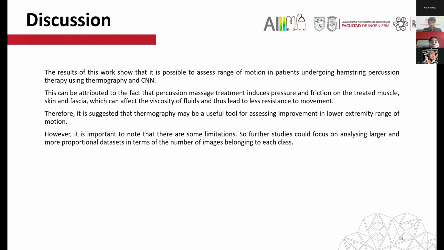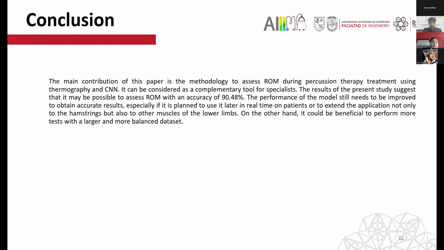However, it is important to note that there are some limitations, like our small size of data sets. Future studies could focus on analyzing larger and more proportional data sets in terms of the number of images belonging to each class. So we conclude that the main contribution of this paper is the methodology to assess ROM during percussion therapy treatment using thermography and CNN.